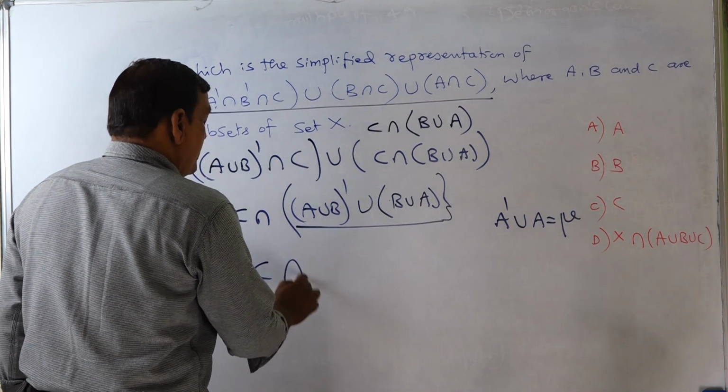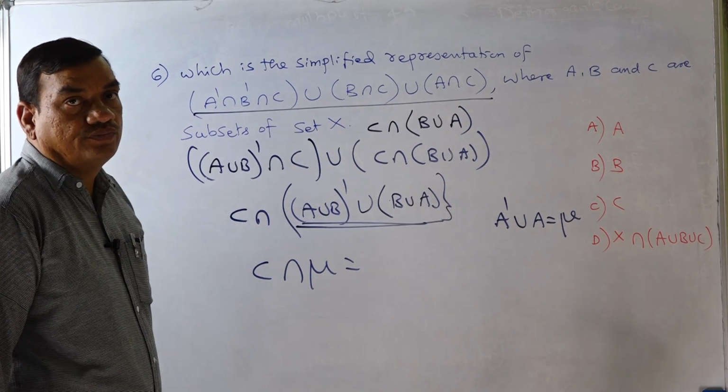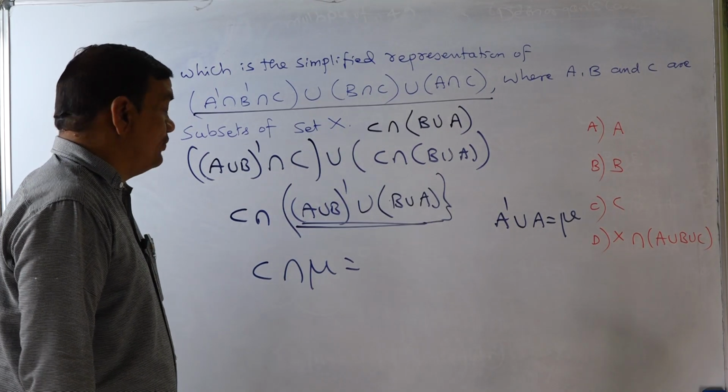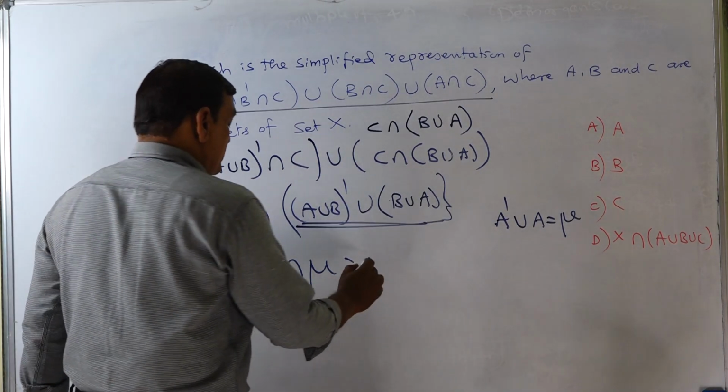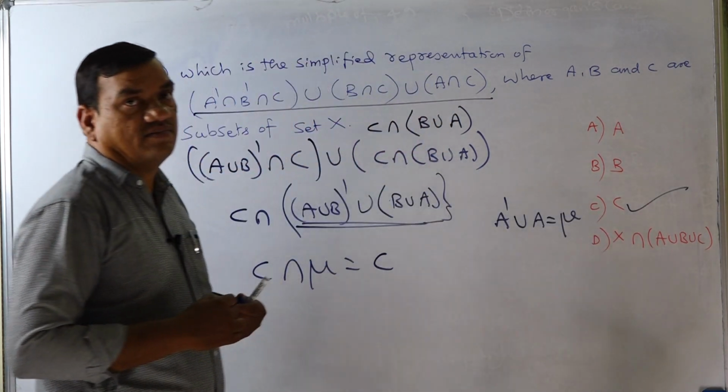That is equal to C intersection. This is nothing but the universal set mu. Okay? Universal set mu. C intersection mu is nothing but C. So therefore option C is your right answer.